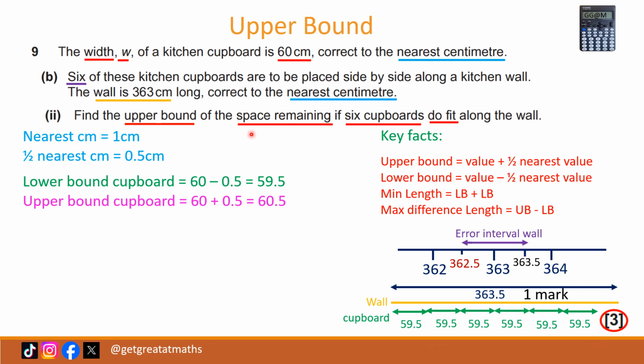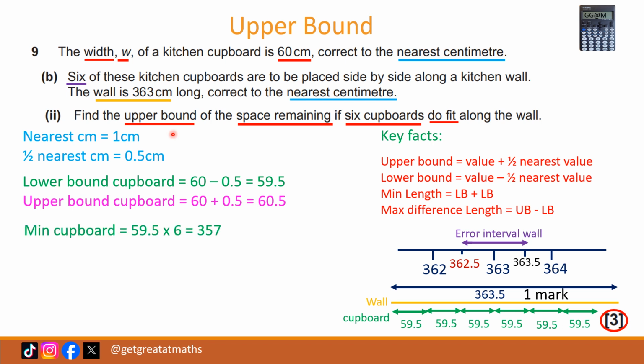So the question wants to know the space remaining. So this distance over here on the right hand side is the space remaining. So I need the maximum length of the wall, the minimum length of the cupboard, and then this distance here on the right hand side is the space remaining, which is what we've got to find. And the biggest value of that space remaining is the upper bound. That's why it says upper bound, because we want to find the biggest space.